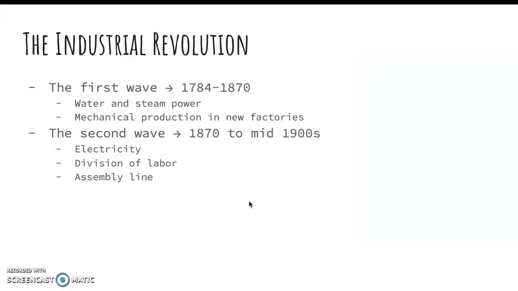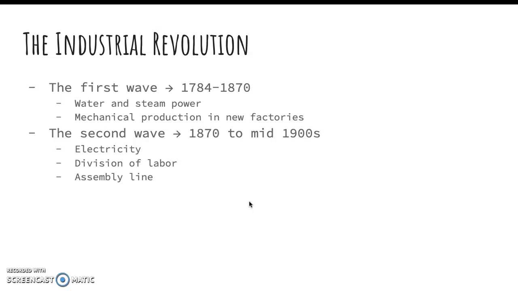The Industrial Revolution occurred in two waves. Whenever we talk about it in this class, we're normally going to be referring to the first wave, which occurred from the late 1700s to the late 1800s. This is when water and steam power started to lead to machines, and these machines led to factories. So before this, the production of goods usually took place in somebody's home with really simple tools. After this, production moves into the factories using these new machines.